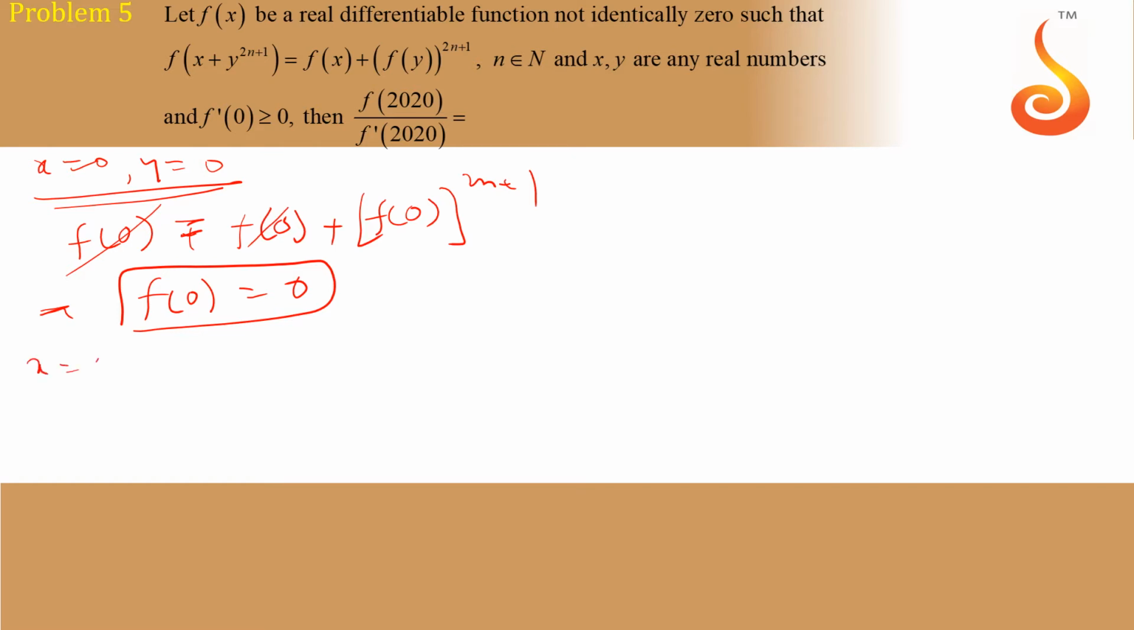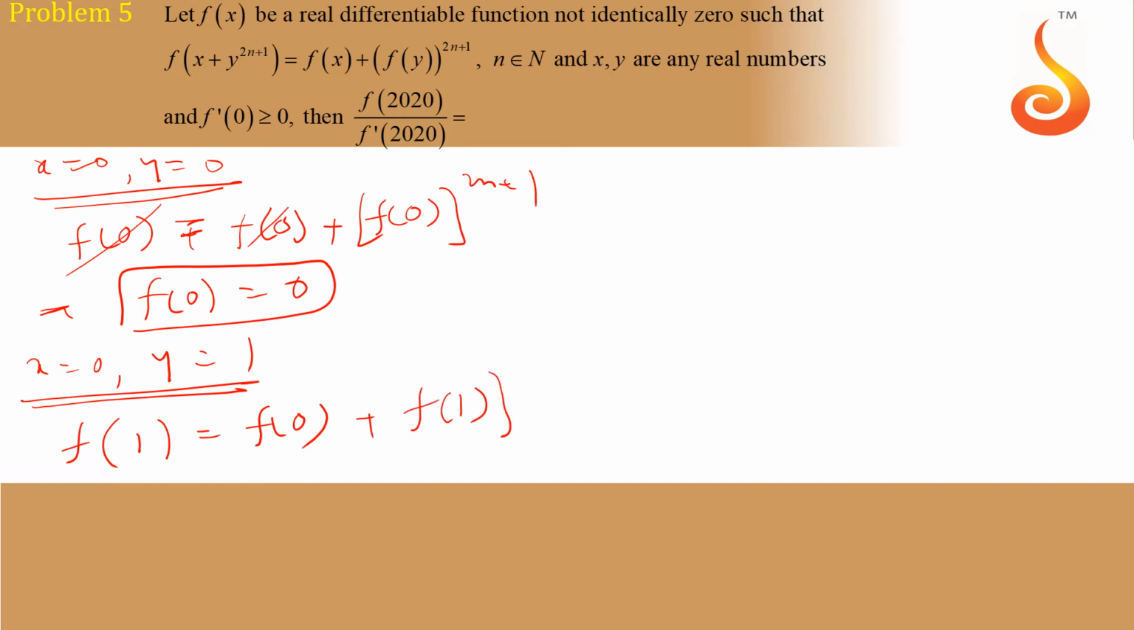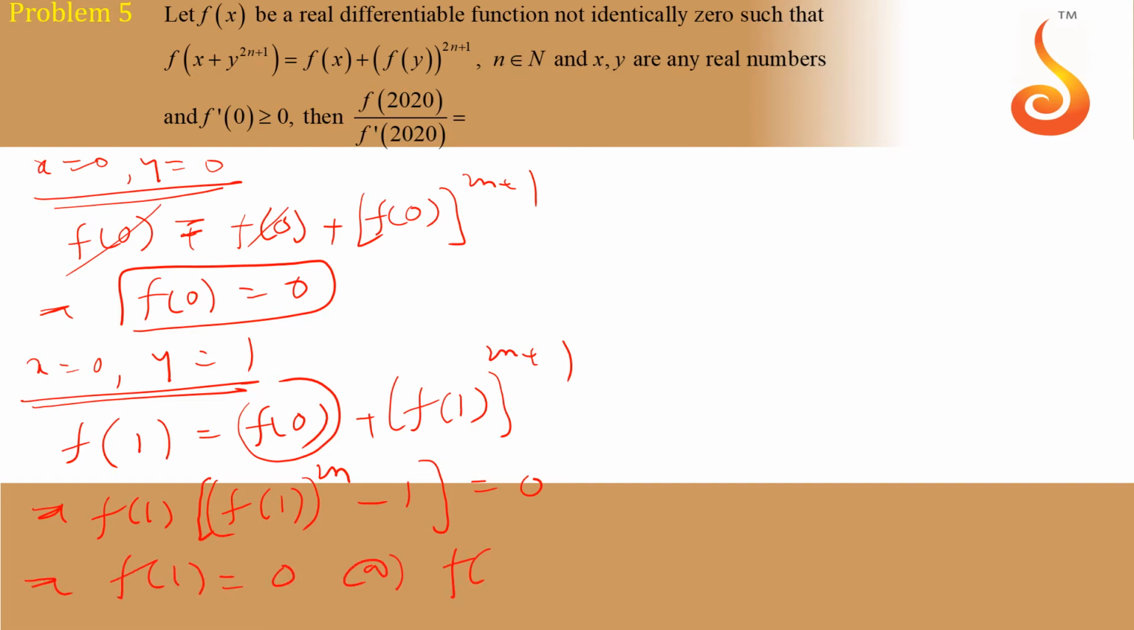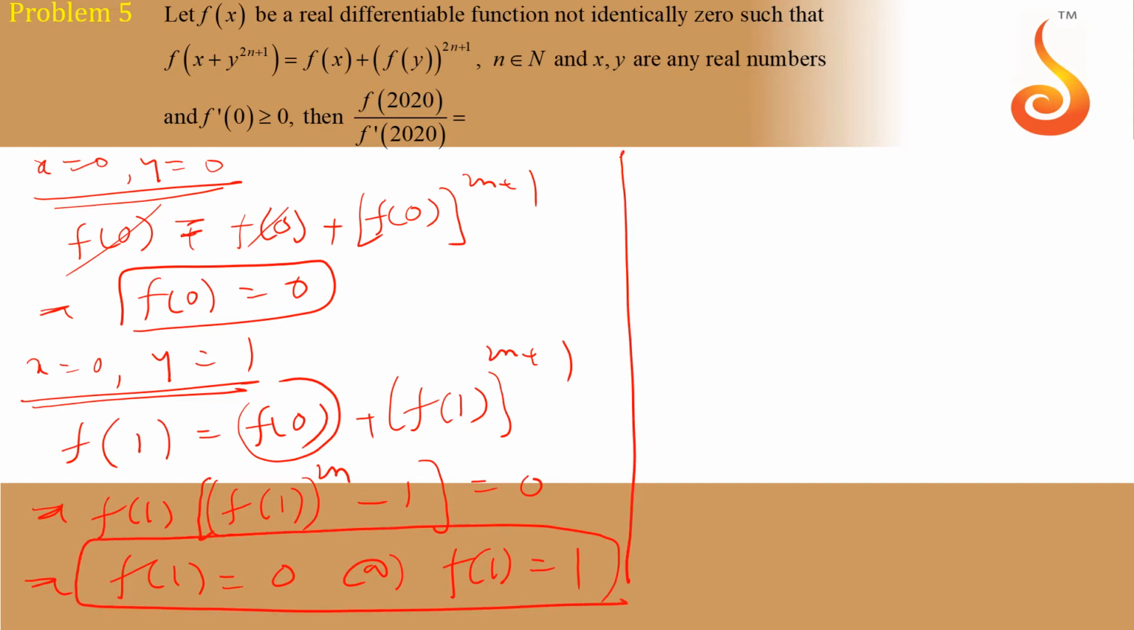Now if I substitute x equal to 0, y equal to 1. So 0 plus 1 to the power of some odd number will be 1. x is 0, then f of 1 whole to the power of 2n plus 1. But f of 0 is already 0. And if you take the left side and take f of 1 common, you will get f of 1 whole power 2n minus 1. So this says that f of 1 is either 0 or f of 1 is 1. These are the possibilities.